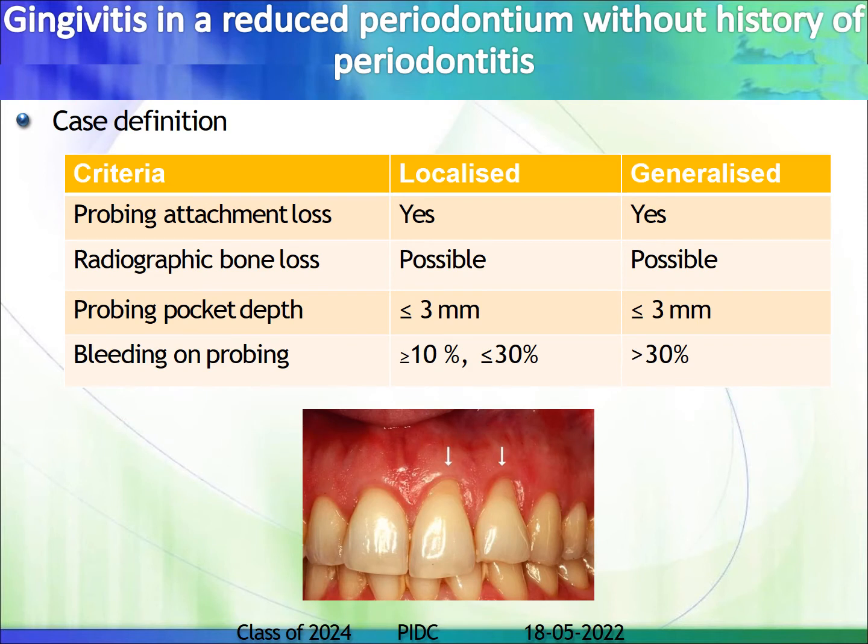So again here you have gingivitis on a reduced periodontium without history of periodontitis. As I told earlier, here there could be some amount of attachment loss present, some amount of radiographic bone loss present, but it will not have a drastic change in the supporting structures. It is considered localized if it is 10 to 30%, generalized if it is more than 30%.